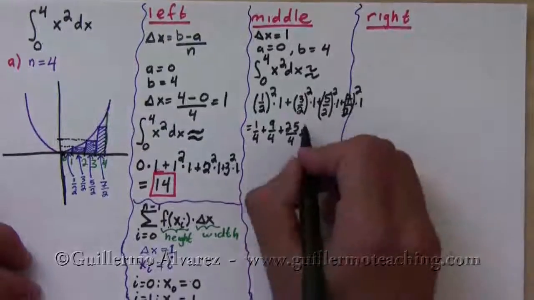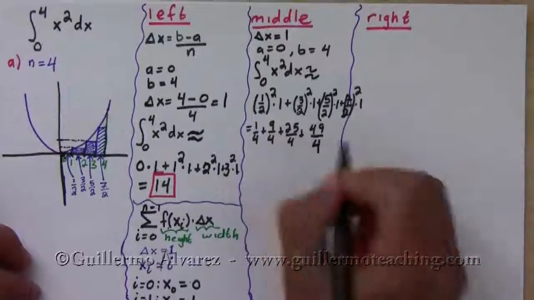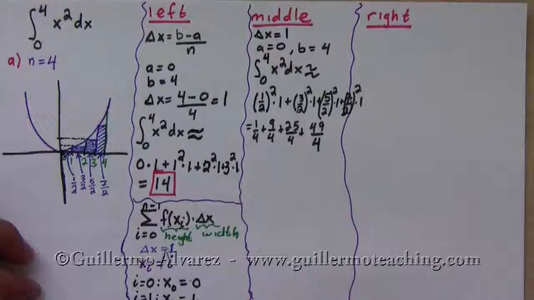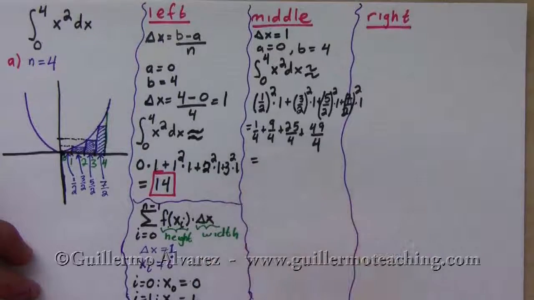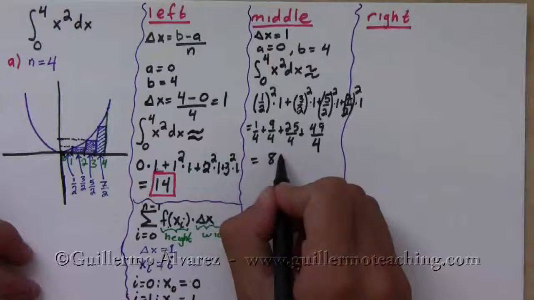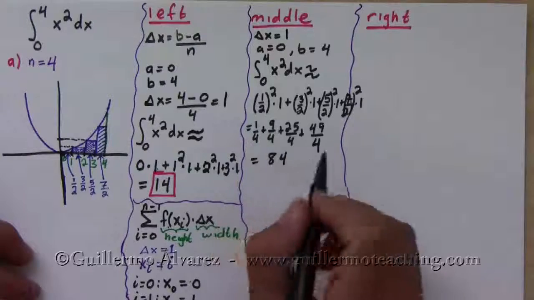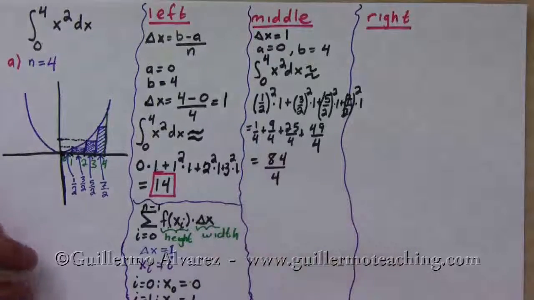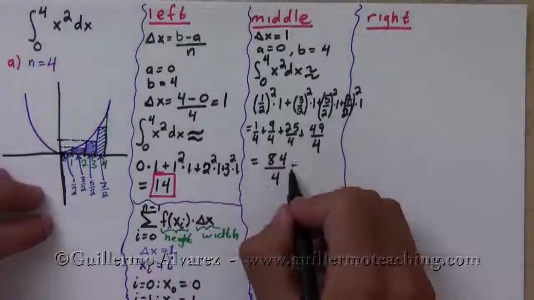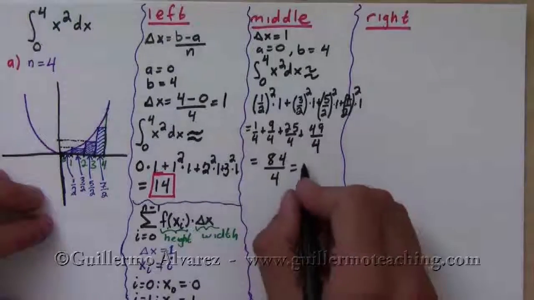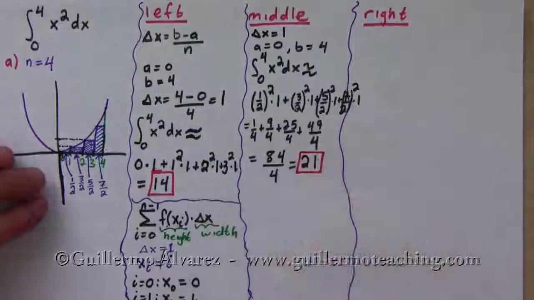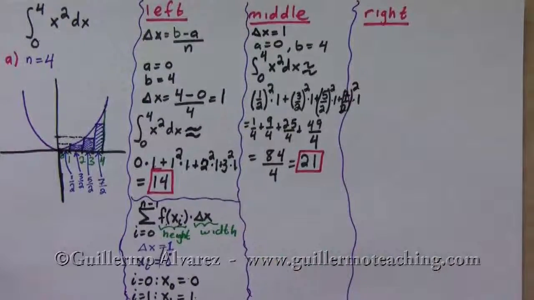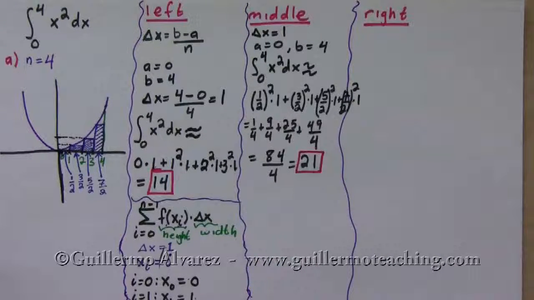25/4 plus 49/4. And if we add these up, this is 35 plus 49, so this is 84/4, which is equal to 21. So if we use the midpoint approximation, we get 21.